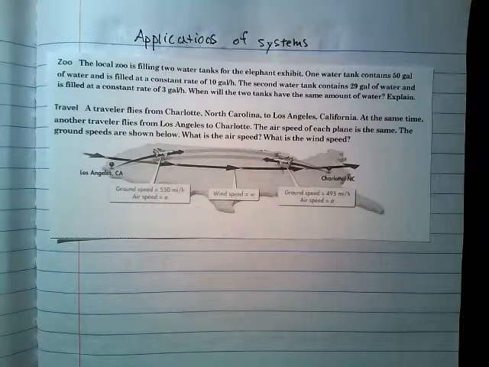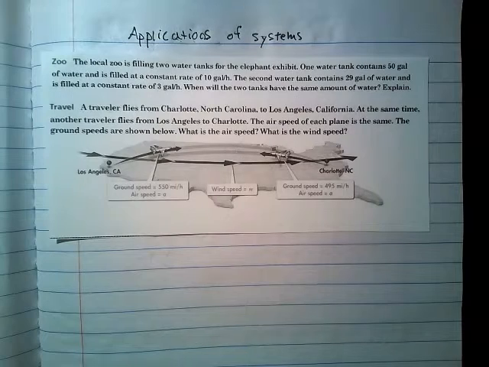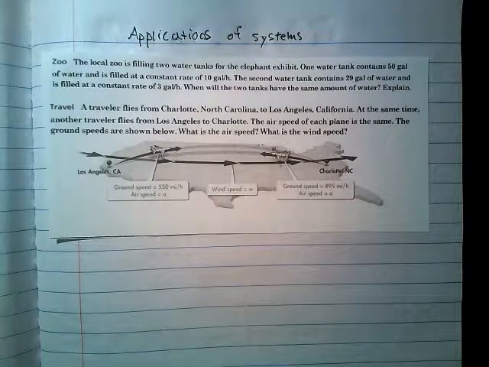Turning the page, let's take a look at example 2. This one talks about the zoo. The local zoo is filling 2 water tanks for the elephant exhibit. One water tank contains 50 gallons of water and is filled at a constant rate of 10 gallons per hour. The second water tank contains 29 gallons of water and is filled at a constant rate of 3 gallons per hour. When will the 2 tanks have the same amount of water? And explain.